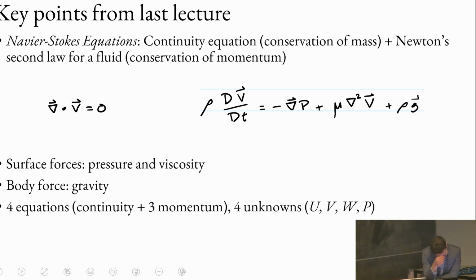Okay, just a review of the points we covered this morning. We did the Navier-Stokes equations, which are basically the governing equations for fluid mechanics. All it is is conservation of mass and momentum. It actually is four equations, so continuity plus three components of the momentum equation, and it has four unknowns. So luckily it's a closed system of equations. The four unknowns are the three velocity components and pressure. We talked about how pressure and viscosity create surface forces on a fluid element, and gravity creates a body force.